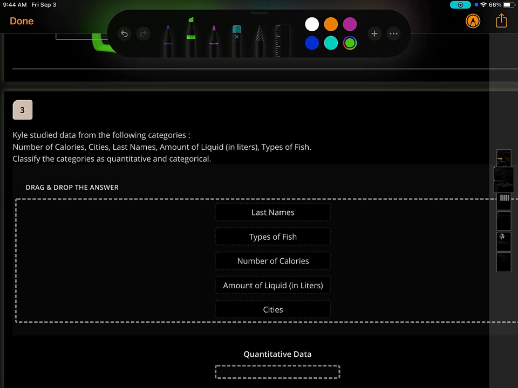Question number 3. Kyle studied data from the following categories: number of calories, cities, last names, amount of liquid in liters, and types of fish. Classify them as quantitative or categorical.